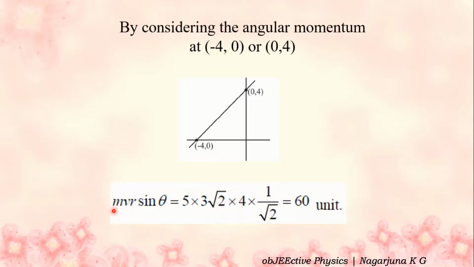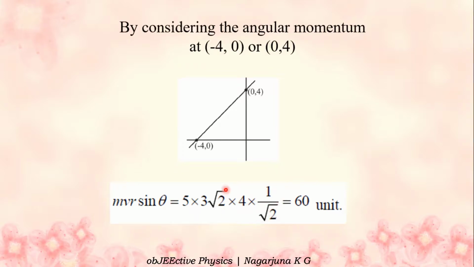L is equal to m v r sin theta, that is equal to mass is given 5 and velocity 3 root 2 unit into r 4 units into sin 45. Sin 45 is equal to 1 by root 2. Here root 2 cancels. 5 3s are 15, 15 4s are 60 units. That is option B is the right option.